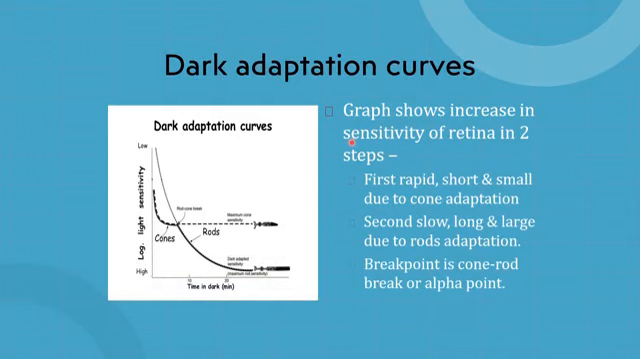And then this graph shows increase in sensitivity of the retina in two steps. First, rapid, short and small, due to cone adaptation. This is the rapid fall in the threshold. And the second one is slow, long and large, due to rod adaptation. So the break point is the cone and rod breakpoint or alpha point. Here, after the cones are adapted, the rods are slowly adapted. So this point of contact between the rod curve and cone curve is the break point.